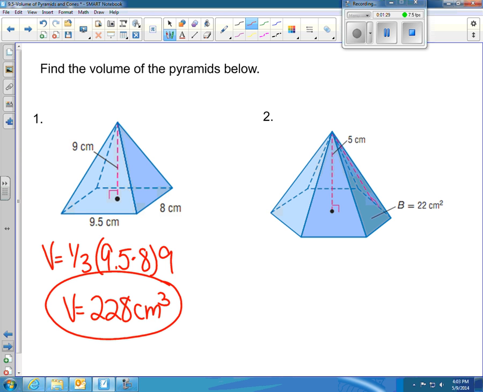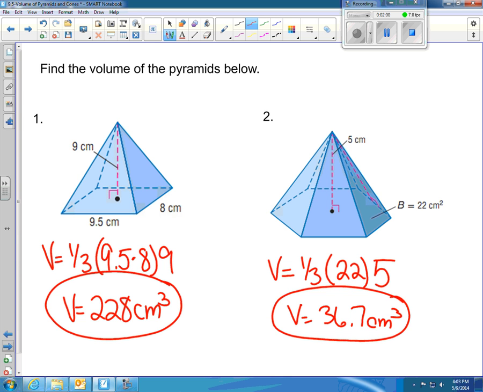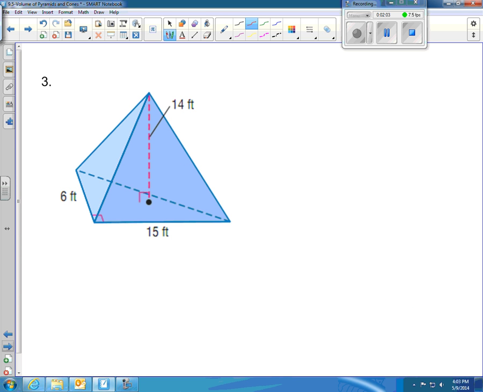All right, let's take a look at problem 2. Problem 2 so nicely gives us the base area for this hexagon, so we don't have to go through all that. So 1/3 times the base area times the height. Go ahead and figure that out. Again, I would multiply the 22 times the 5 first, then divide by the 3. That's going to give us a volume of 36.7 centimeters cubed. Again, volume is cubed.